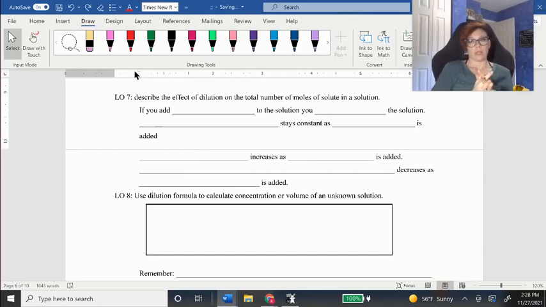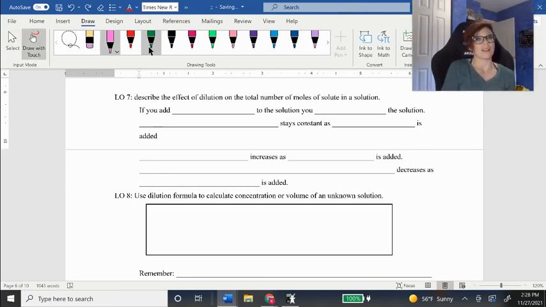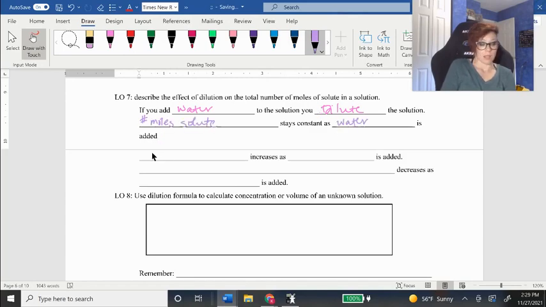All right, so we are in Unit 7, Learning Objective 7. Learning Objective 7 is to describe the effect of dilution on the total number of moles of solute in a solution. If you add water to the solution, you dilute that solution. Now, what happens to the number of moles? The number of moles of solute stays constant as water is added.